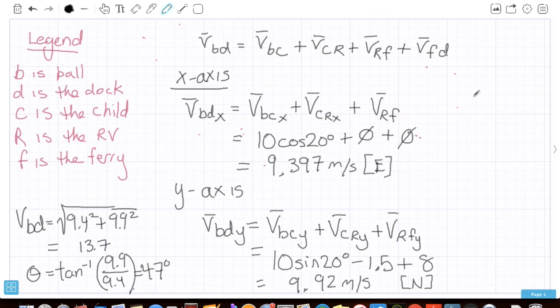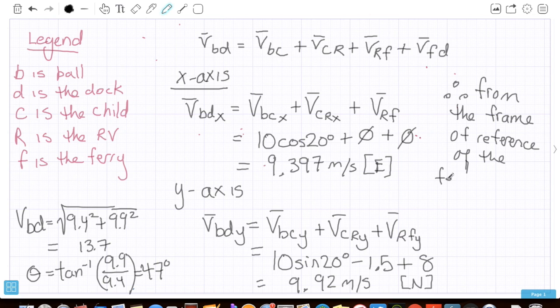So now, for somebody on the boat, they see something completely different. They see the ball is moving faster, and it's moving more on an angle, from the frame of reference of the ferry.